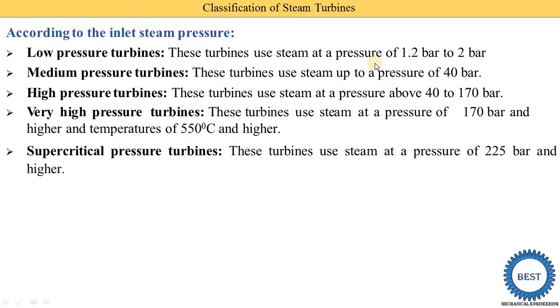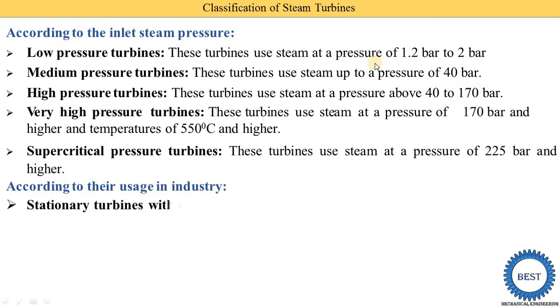So in this turbine, steam is used at a pressure of 225 bar or higher, meaning the steam pressure is above 225 bar, and it is then called a supercritical pressure turbine. Next, classification according to their uses in the industries.